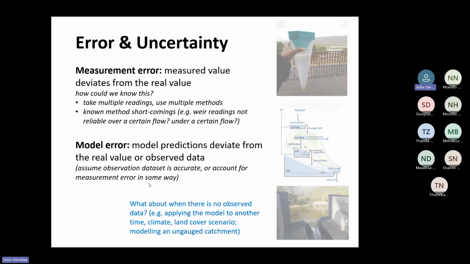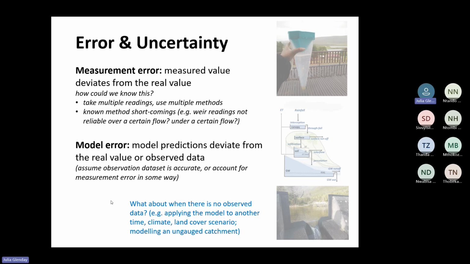When there is no observed data, then we start to talk about uncertainty rather than error. But we use error, so we have no observed data when we're doing land cover scenarios, climate scenarios, etc., or you're modeling an ungauged catchment. So then we use error to say something about uncertainty. We use error for a period where you do have data to say something about uncertainty.